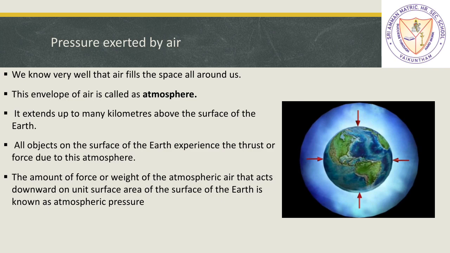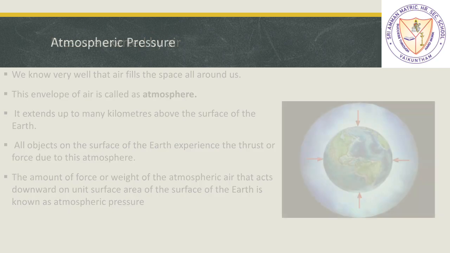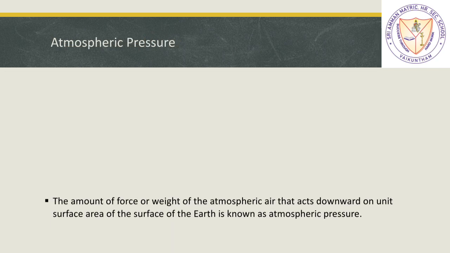Okay, so it is very well clear from the picture. There is an atmosphere which is represented with some whitish blue color, and it tries to push the objects which are present on the surface of earth, or ultimately it is trying to apply some force on the surface of earth. So that force divided by unit area of the earth's surface will give us the value of atmospheric pressure. Okay, so more about atmospheric pressure.